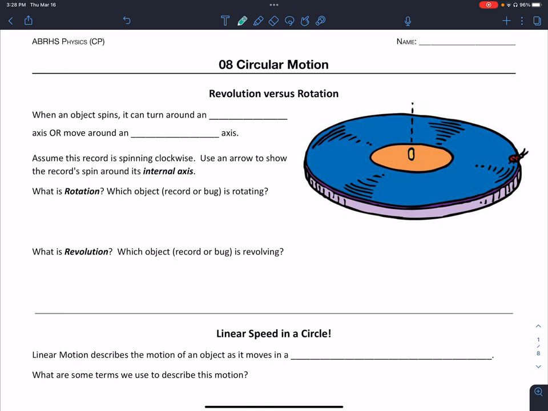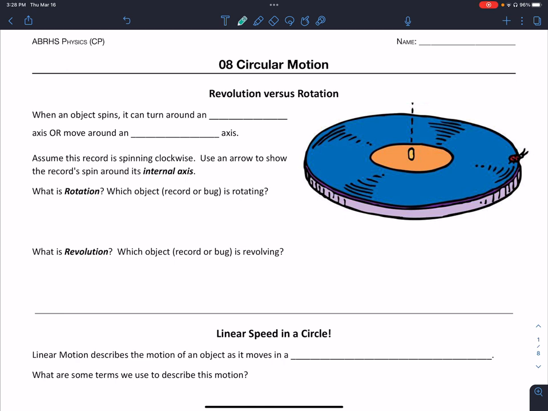Circular motion is going to be a bit of a departure for us. Up to this point, we've been talking about linear motion, so motion in a straight line. We have talked about linear motion that can be horizontal, vertical, or a combination with projectile motion, but it has always been linear in nature. In this unit, we're going to talk about what happens with motion that doesn't move in a straight line, but instead follows a curved or circular path.